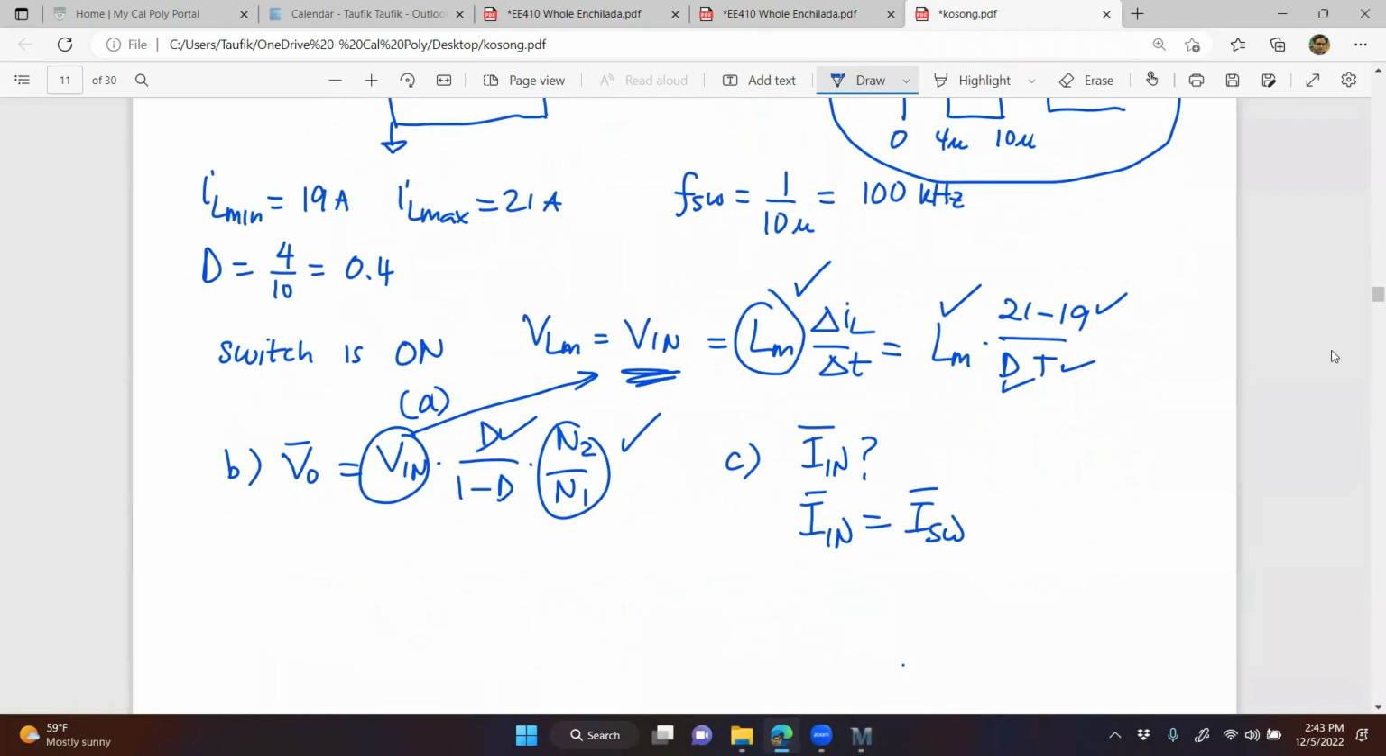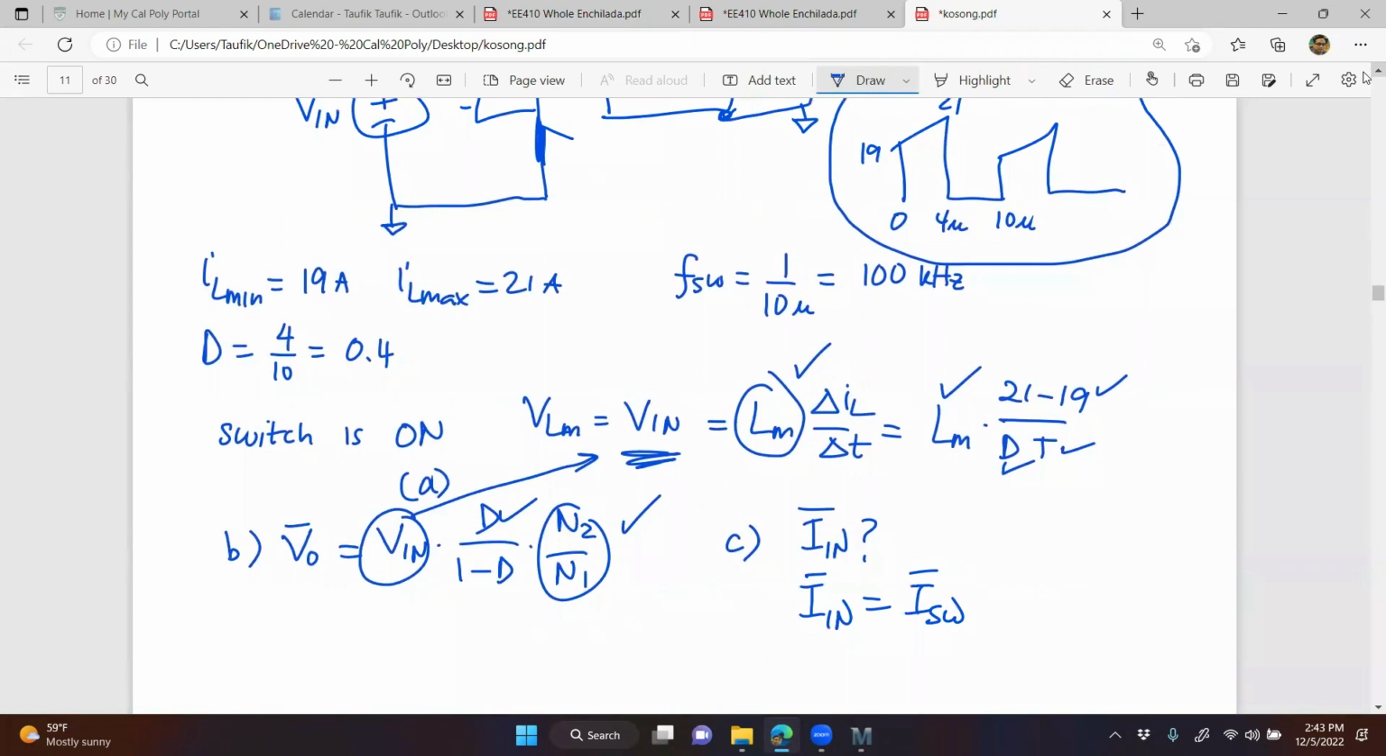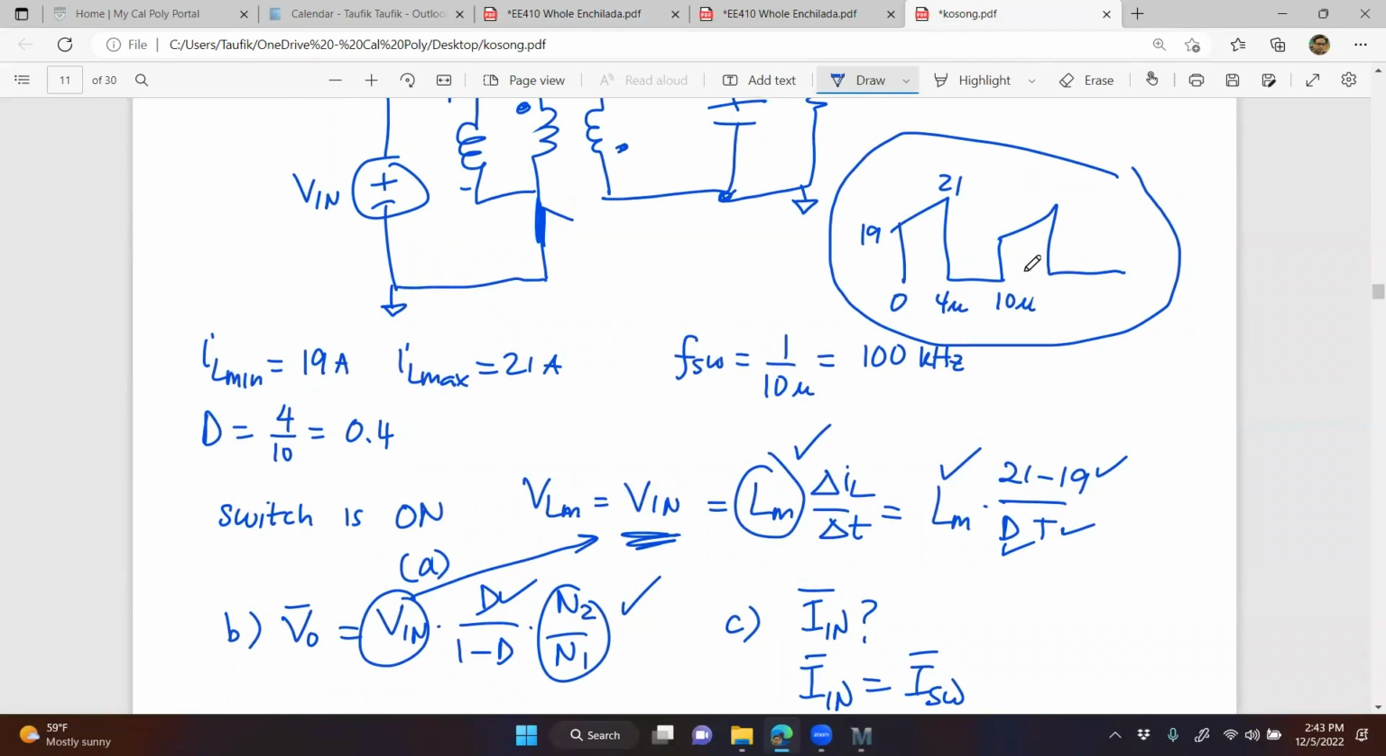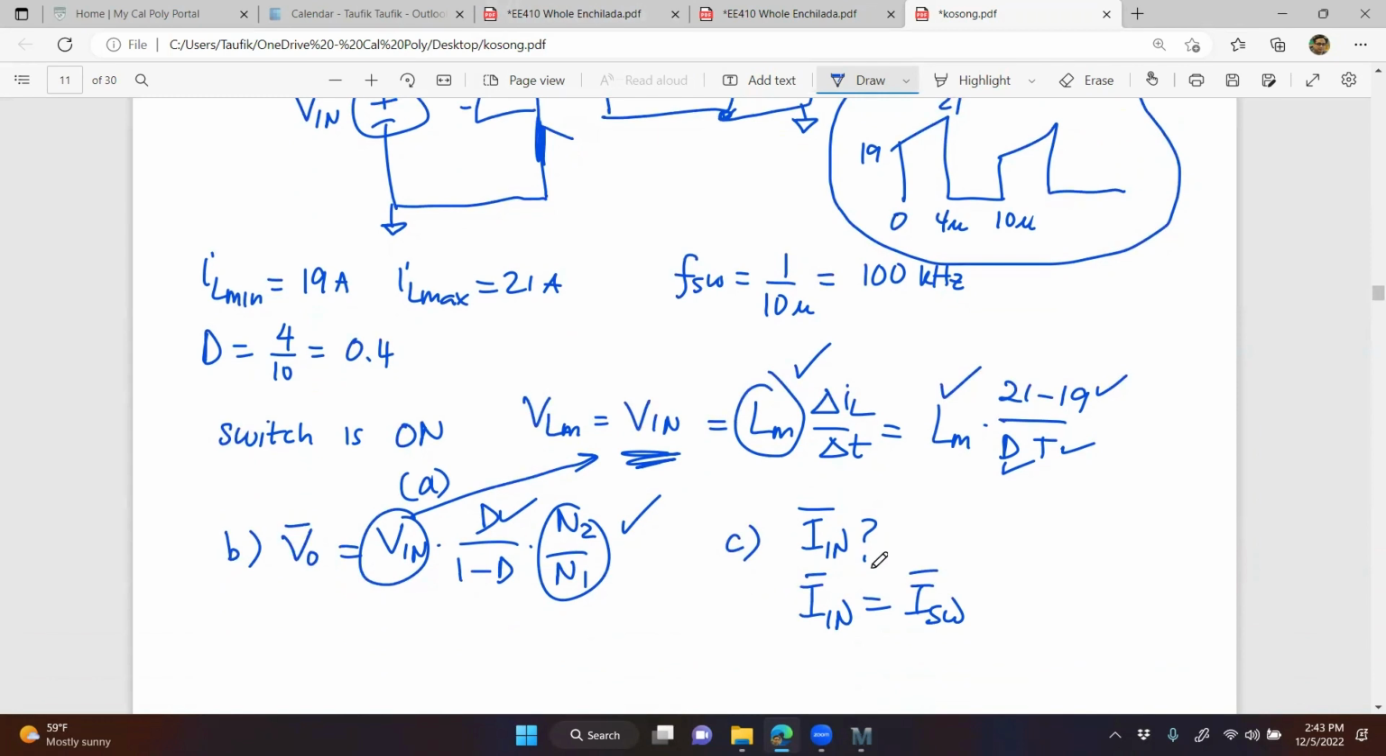Any questions? So part C should be the area or the average value of the given waveform. So I in is equal to I switch. I in average is equal to I switch average.